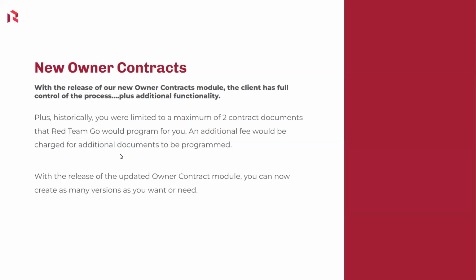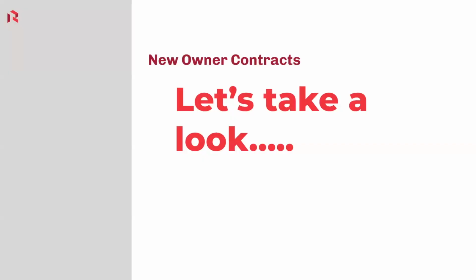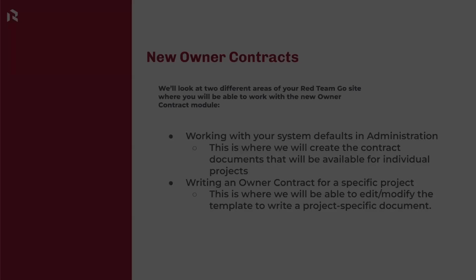And also one thing that I haven't touched on yet is historically, as part of your deal with RedTeam, you were allotted up to 2 contract documents that we would program for you for free to make available in your site. The new module removes that limitation. So now you can create as many versions of the owner contract as you want or need. And we're going to walk through that whole process, but just to help you understand how much better this new owner contract module is, let's jump into the weeds here and take a look at what I'm talking about.